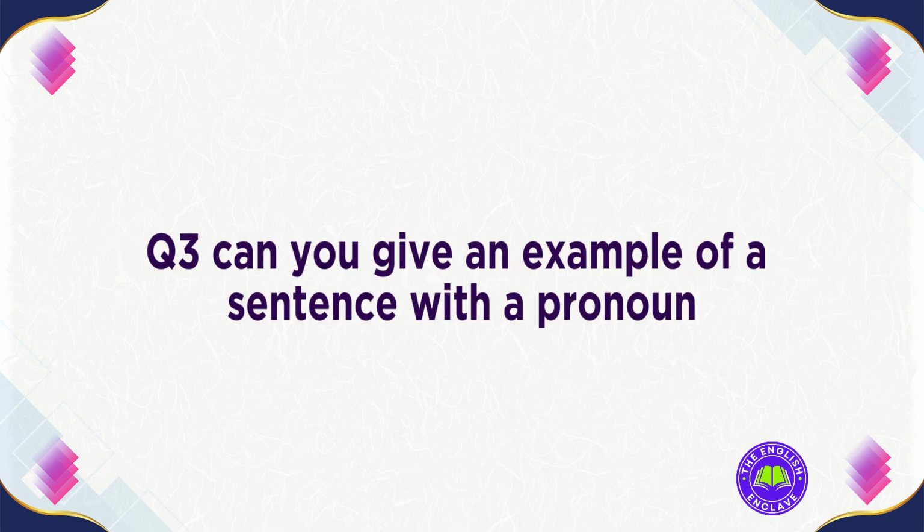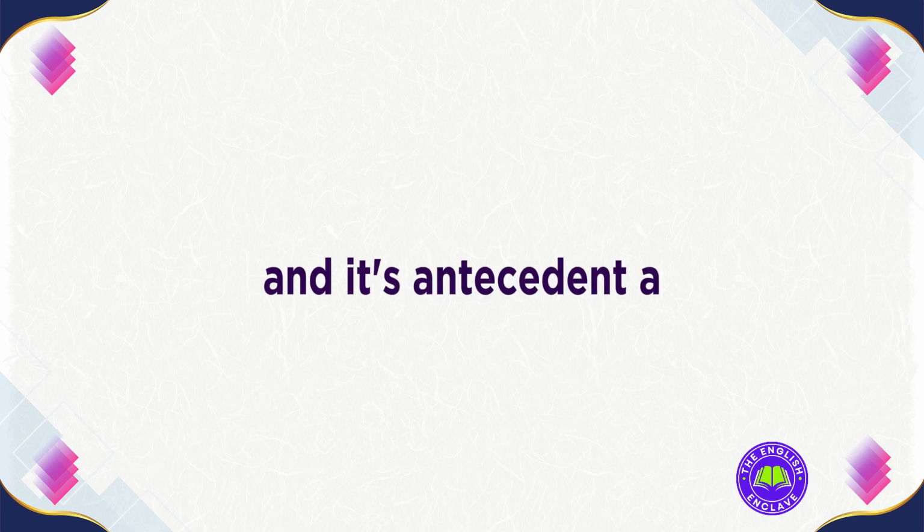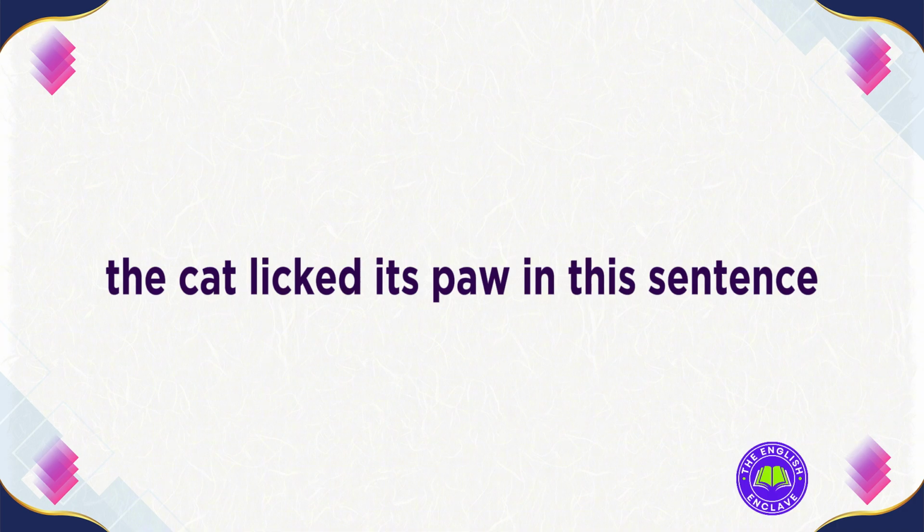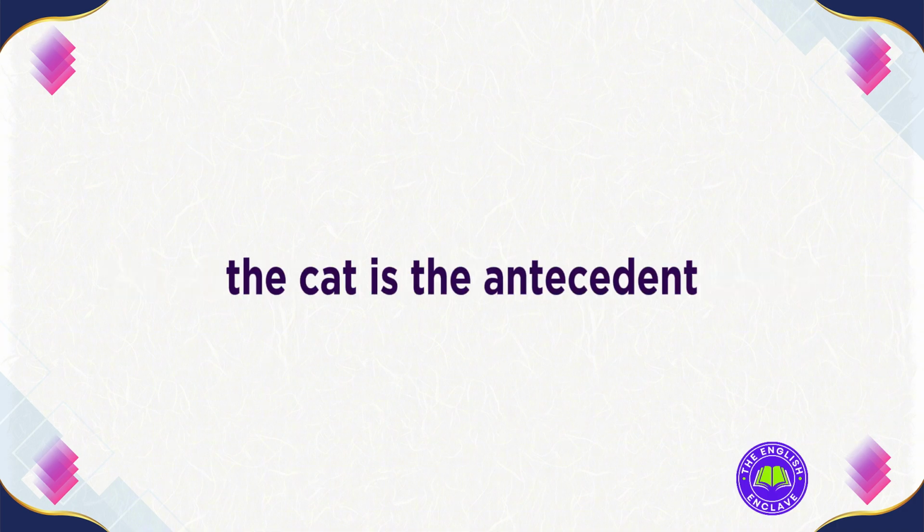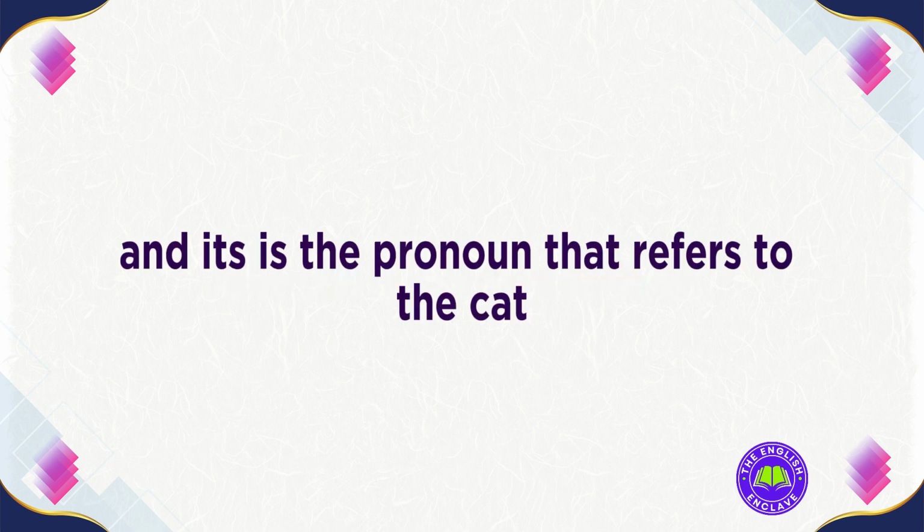Q3. Can you give an example of a sentence with a pronoun and its antecedent? A. Sure. The cat licked its paw. In this sentence, the cat is the antecedent, and its is the pronoun that refers to the cat.